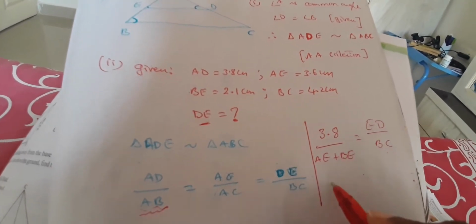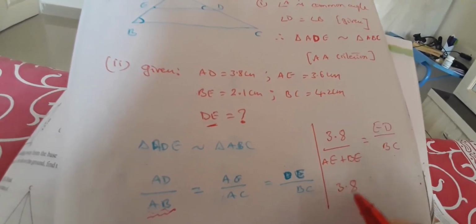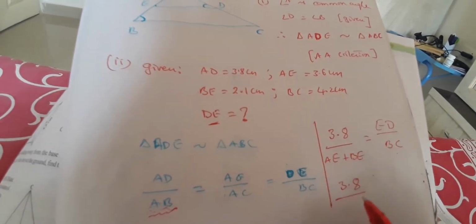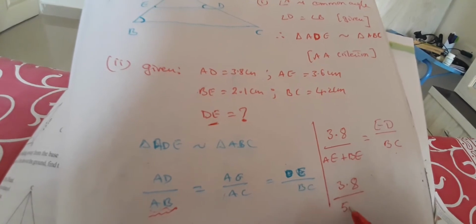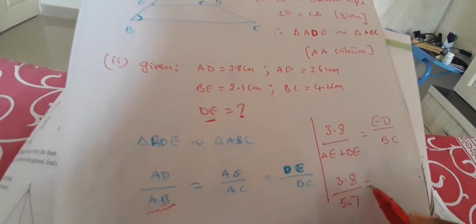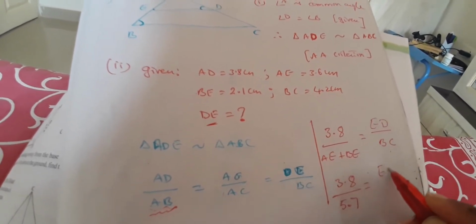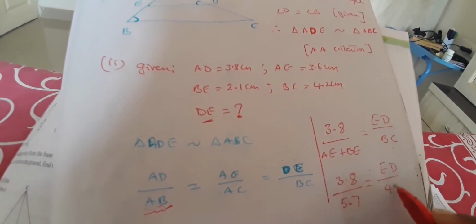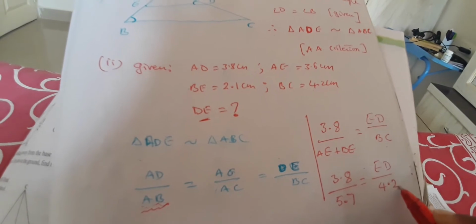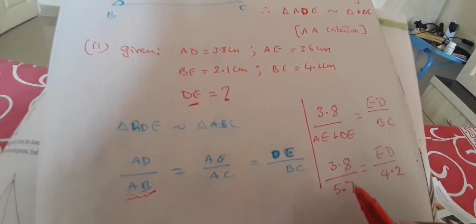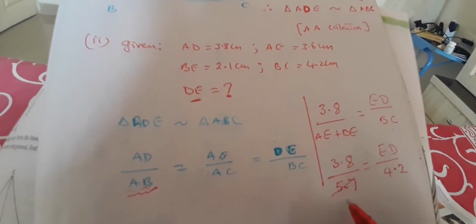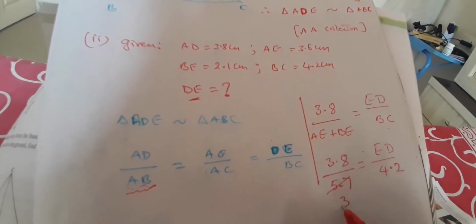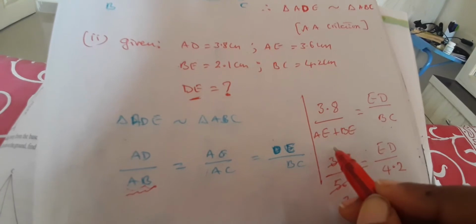So let us substitute all the values now. 3.8 divided by AE plus DE, that is 3.6 plus 2.1, which is 5.7. I am directly writing it here. So ED by BC, BC being 4.2. So it is 19. Is it 3 times? Yes. And this is 19 twos.